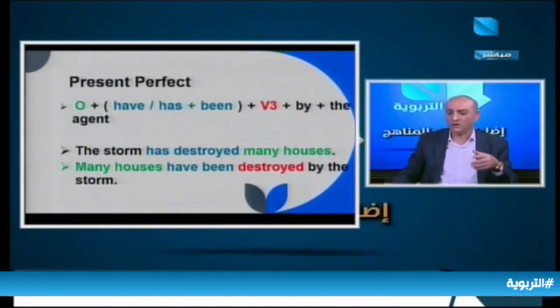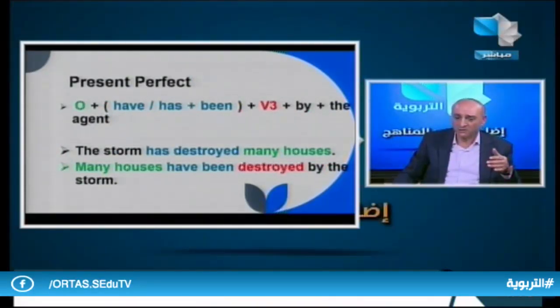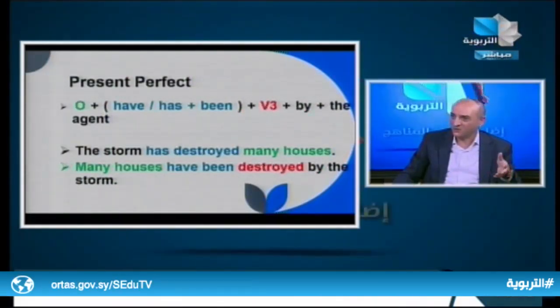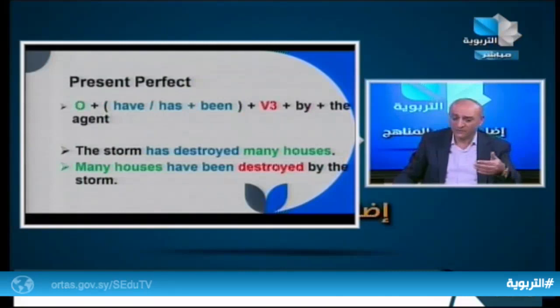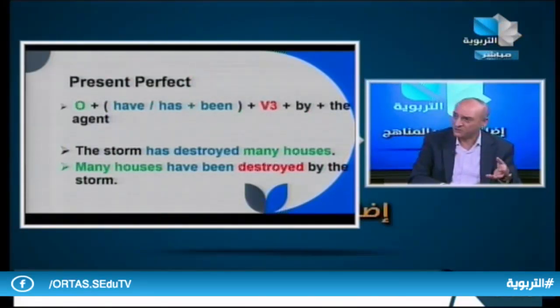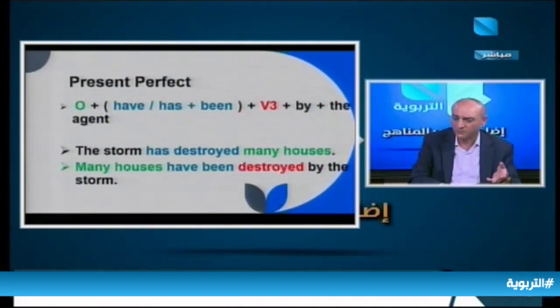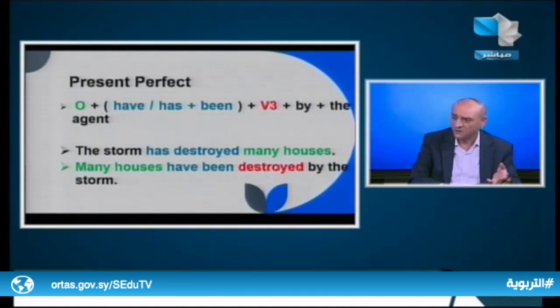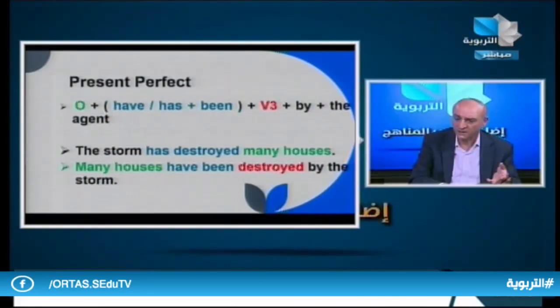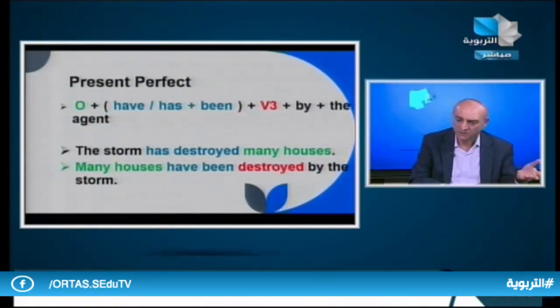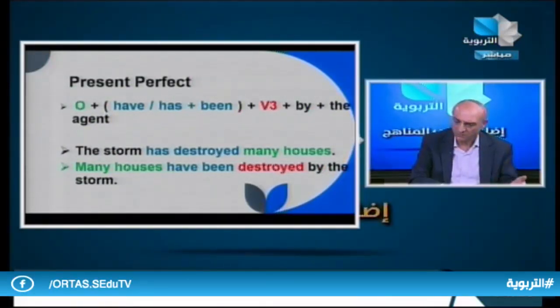Yes. So they look at the sentence and they see the verb "has", a singular verb, because the subject in the first sentence is singular, the storm, while in the second one we have "many houses". So they need to use the plural, "have", not "has", because it is plural. So we put verb to be in the present perfect, "have been", then the past participle of the active verb, and then we mention the agent, preceded by the word "by". So it becomes: many houses have been destroyed by the storm.